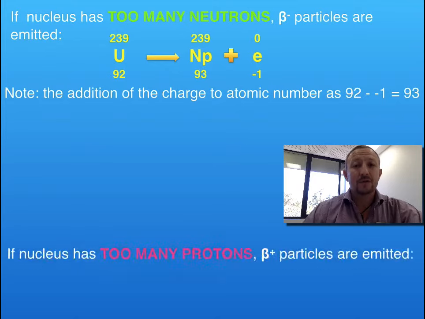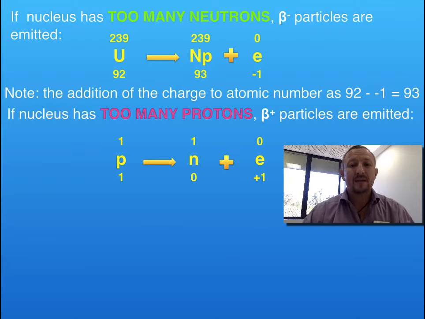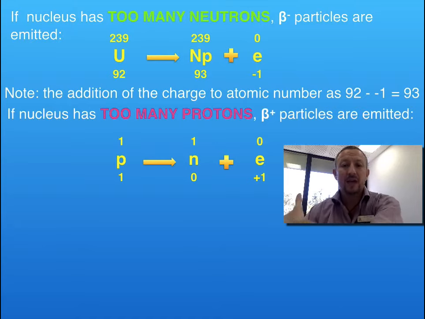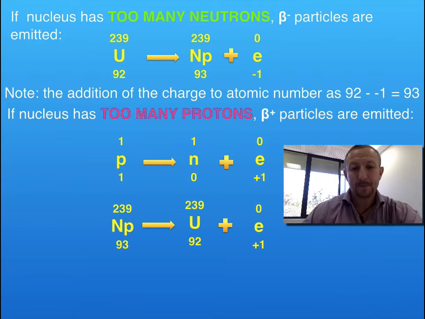Now, if we've got too many protons, then what happens is we get a particle which is emitted in the form of a positron, and then we can use this as normal. So we get the same sort of process which is occurring here. This is the breakdown of a proton to produce a neutron and an electron, or positron in this case. So we've now got the proton which is breaking down.